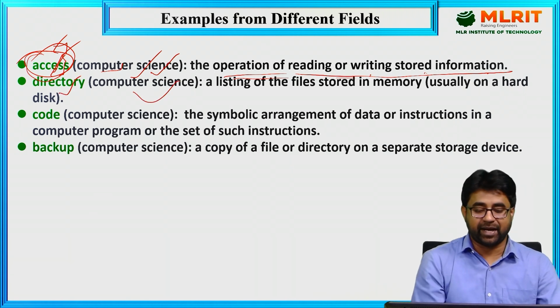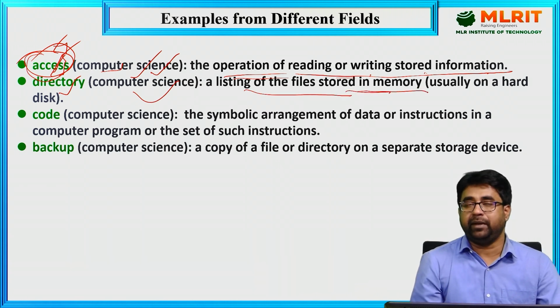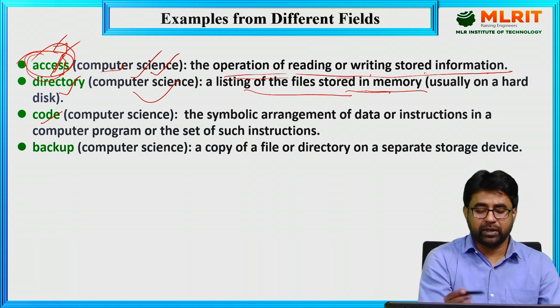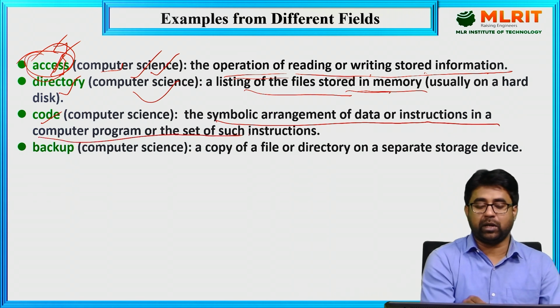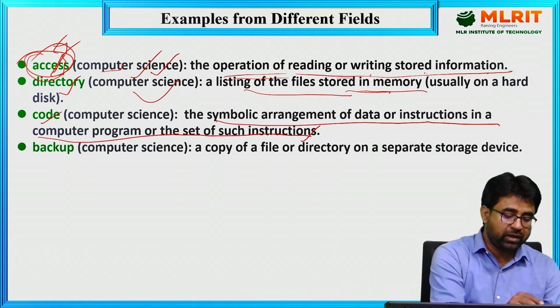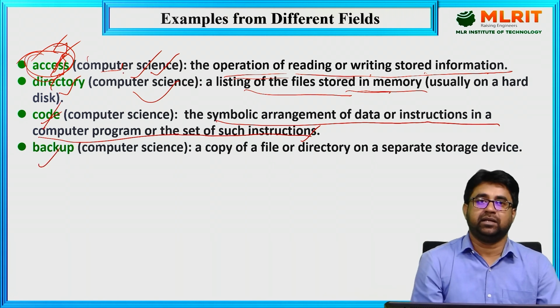What is the meaning of directory? A listing of files stored in memory, usually on hard disk, right? Code. What is the meaning of code? You all know, symbolic arrangements of data or instruction in a computer program or the set of such instructions. That is called code. Now, these are all technical vocabulary and they are related to which field? Computer science. Fine, I hope you understood.